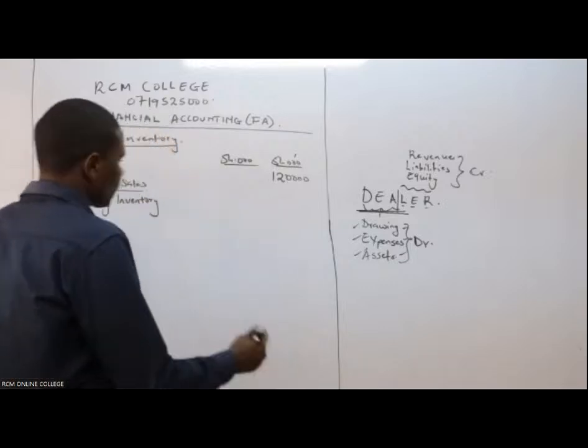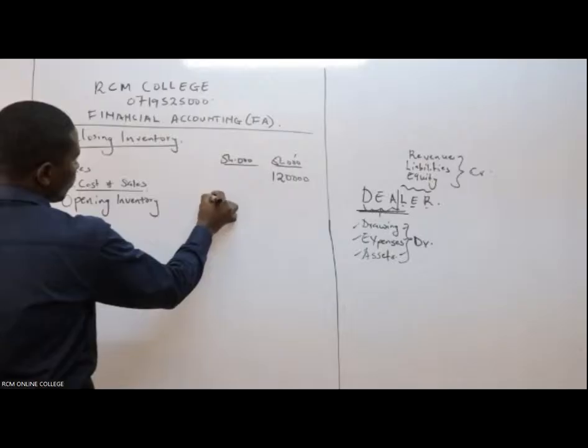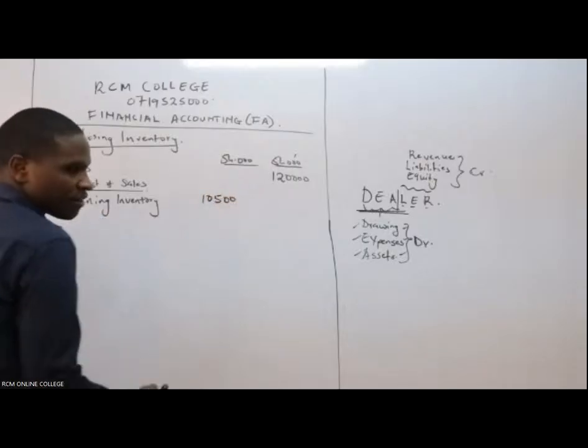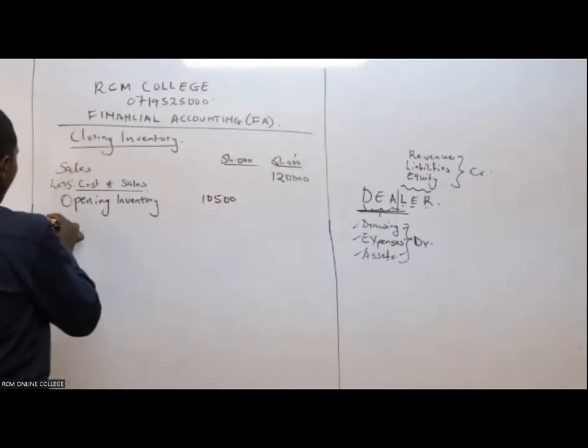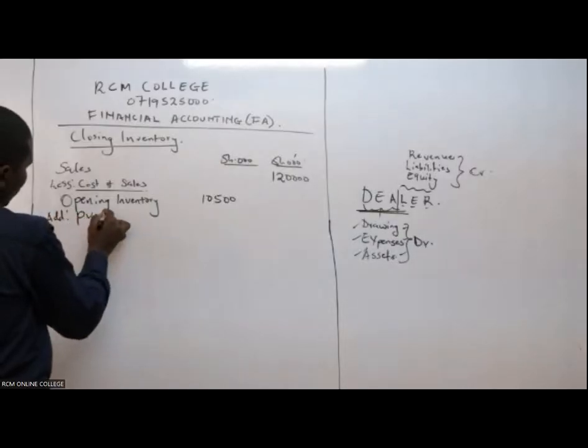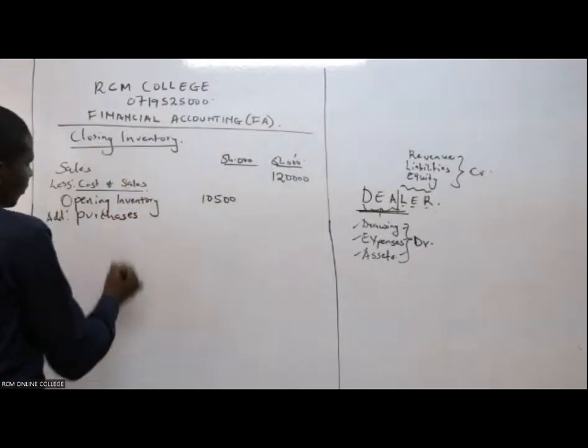Can you see that? 10,500 as our opening inventory. Then we add purchases. Purchases is also a part of the cost of sale.